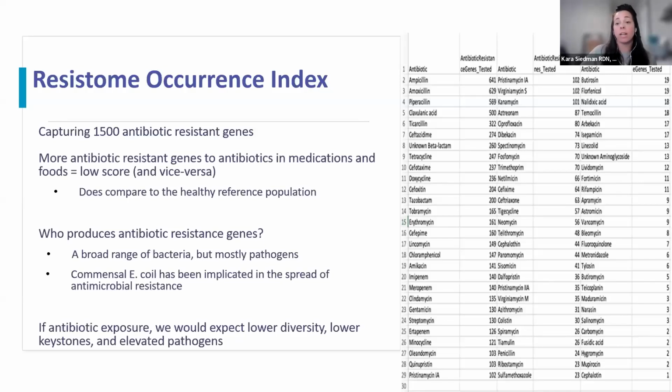A stronger and more diverse gut microbiome is going to be more resilient and better able to withstand things like antibiotics and continuous exposure to antibiotics. Someone who's exposed to lots of antibiotics, we would expect to have lower diversity and lower keystones. So if this marker is low, then we really want to work on building that diversity.